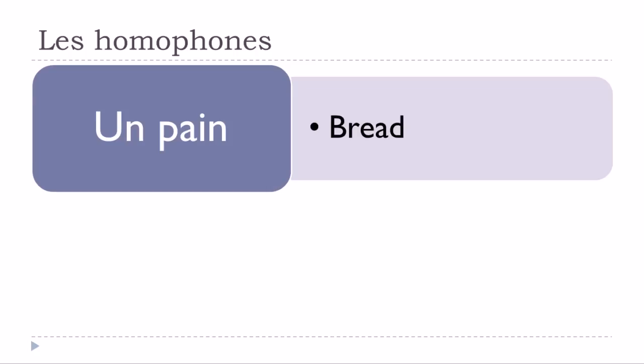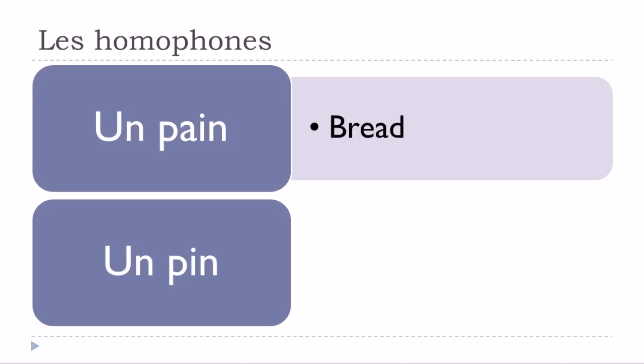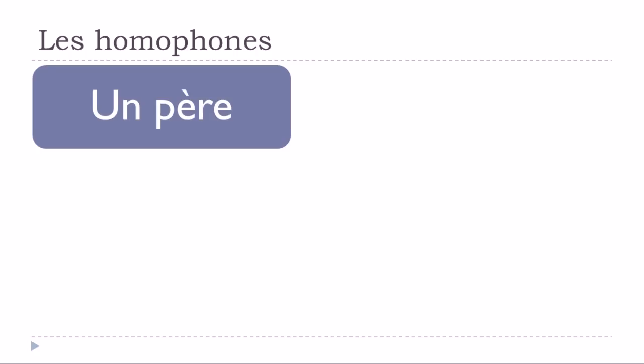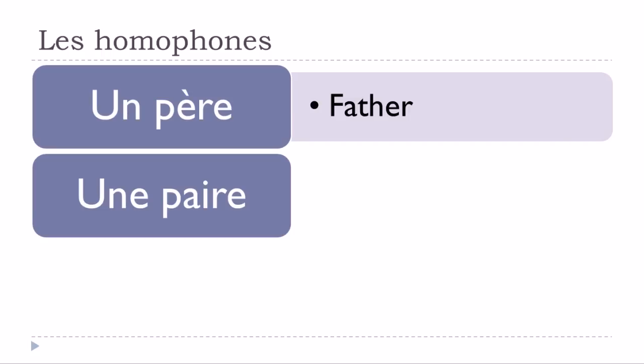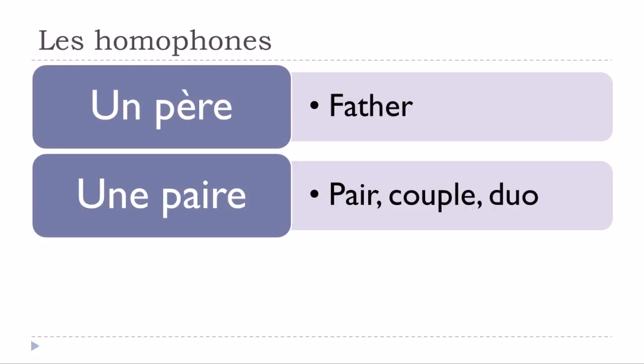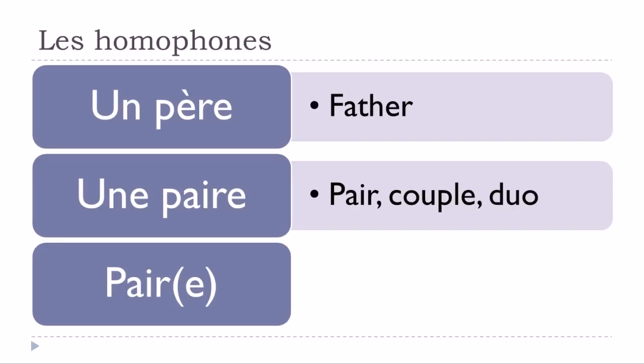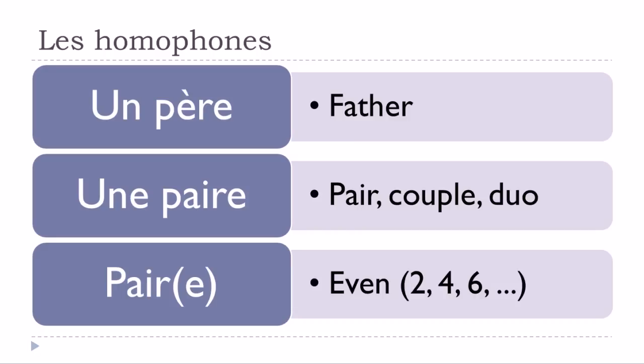Un pain. Un pain. Right? Un pain. Un pain. Un père. Une paire. Père. Okay, so in that case, we're talking about the numbers, all right? So, père. So here, un père, une paire, père.